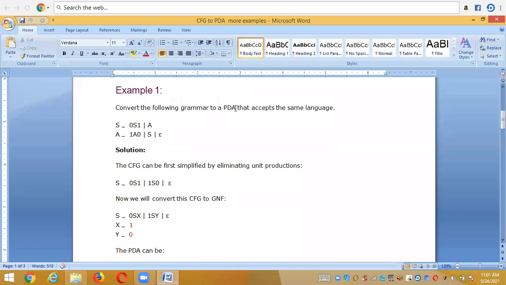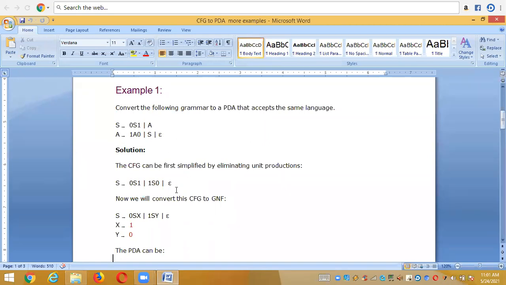Example number 1: convert the following grammar to a PDA that accepts the same language. Here the grammar is S tends to 0S1 or A, and A tends to 1A0 or S or epsilon. That means S has 2 production rules and A has 3 production rules. First I need to define the transition rules for S and A, and the terminals that I have here are 0 and 1. So I need to show step 4 and step 5.